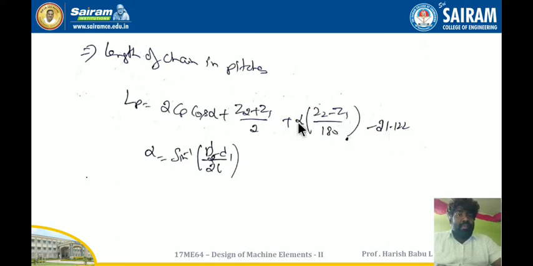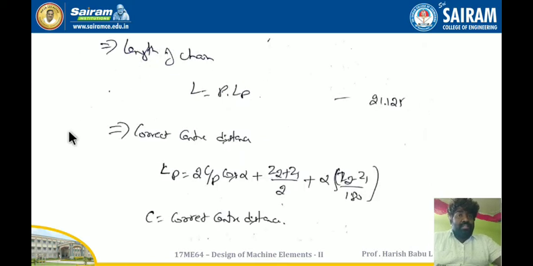So here I can find the length of the chain in terms of pitches, where alpha can be calculated using the formula alpha is equal to sin inverse of (D2 minus D1) by 2C. C is nothing but the center distance over here. Once that is found, for the length of the chain, length will be equal to pitch into length of the chain in pitches, so I get the length in terms of mm. That is equation number 21.125.